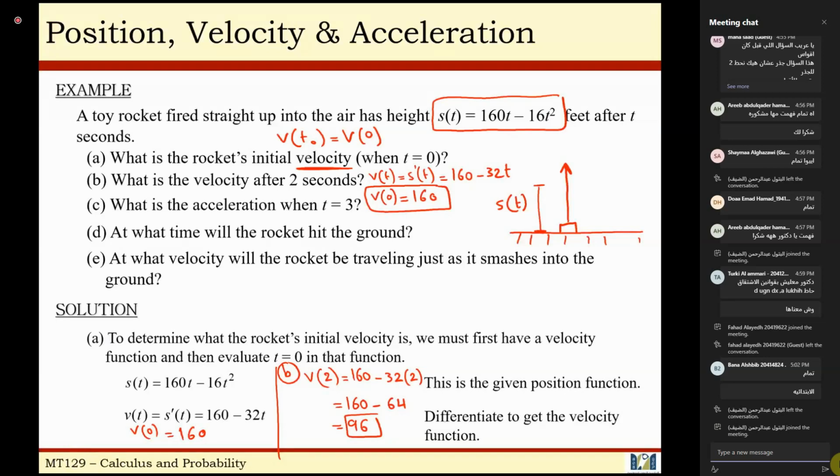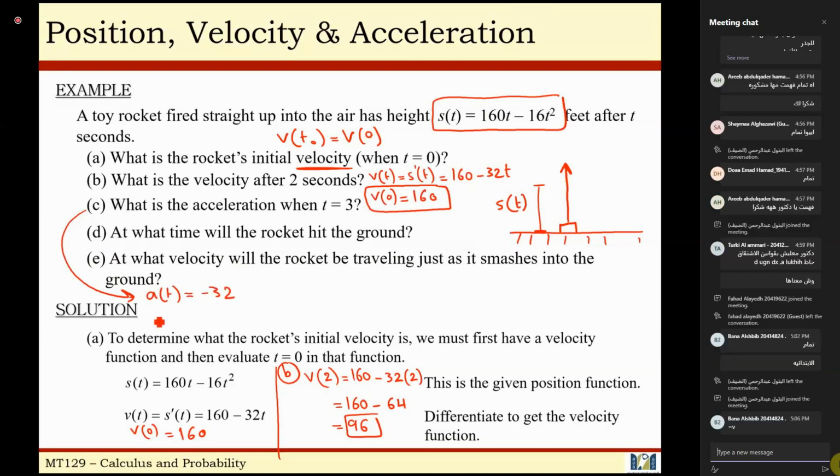Number C. What is the acceleration when time is 3? Acceleration a of t equals minus 32. So at time 2 or 1 or 0, we have the same number, because we don't have t to substitute. So we have minus 32. This is the C.